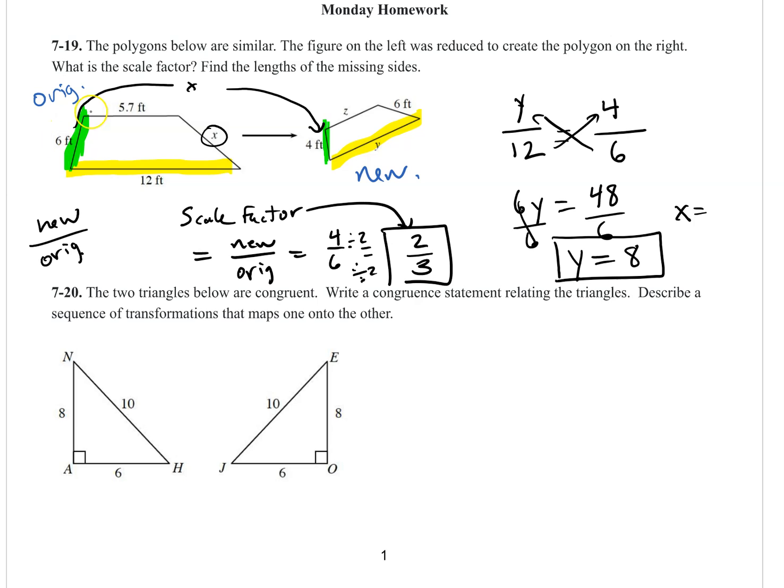What does that tell me? 6 times 2/3 is 4. It also tells me 12 times 2/3 is y. Y was 8. So there's your scale factor. There's y. Make sure you find x.